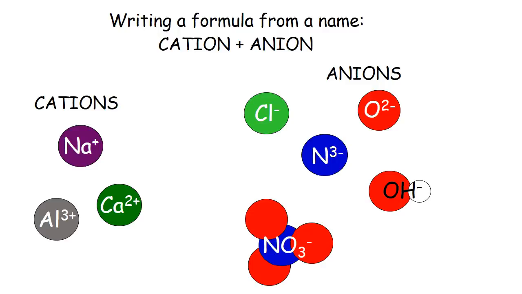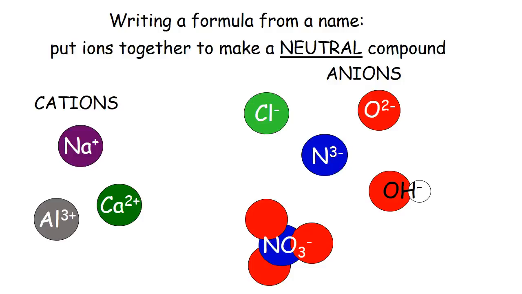The idea behind writing a formula from a name is that you want to combine the cation and the anion in a way that gives a neutral overall charge, 0 charge overall. So you put ions together to make a neutral compound. It's kind of like a game, right? You have to put things together to get 0 overall. We're going to practice this next.